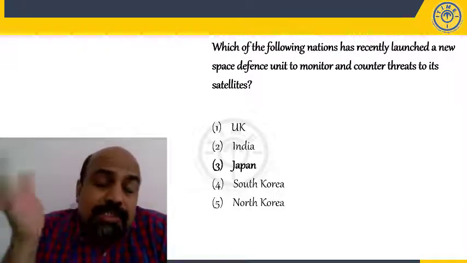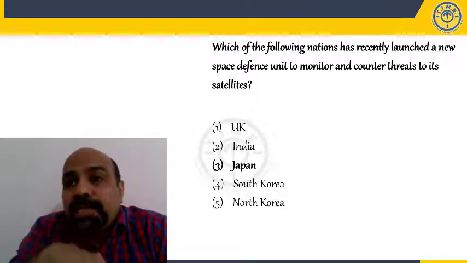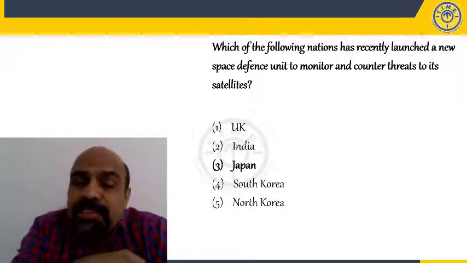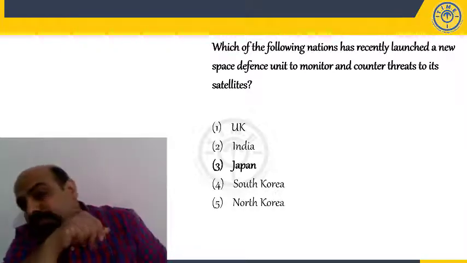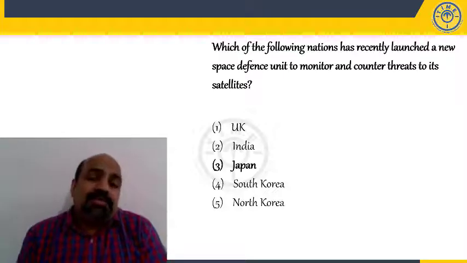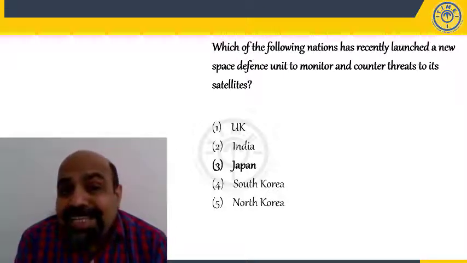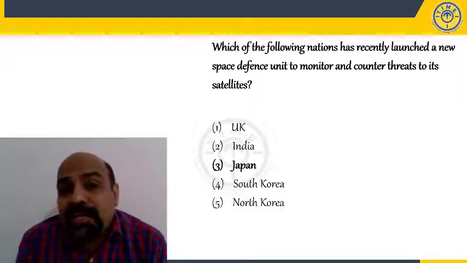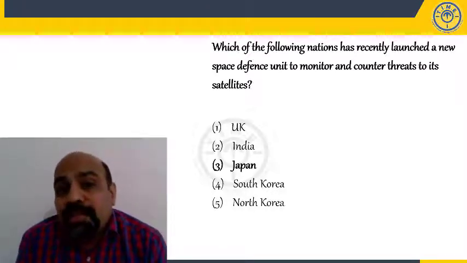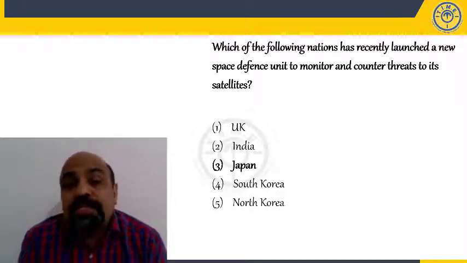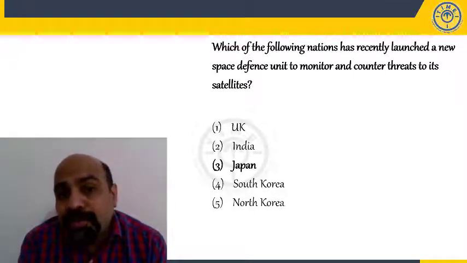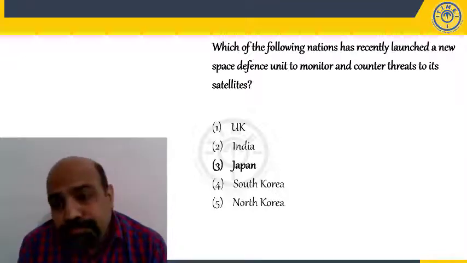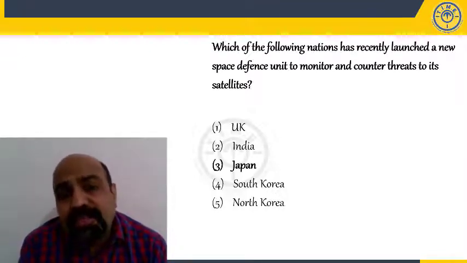So Japan has launched this space unit and they plan to work with the US Space Command. America launched this space command sometime last year. See, the Chinese have anti-satellite weapons. They can destroy satellites from Earth through a missile, through a rocket. They demonstrated this technology a few years back. Russians have this technology, and Indians also have this technology.